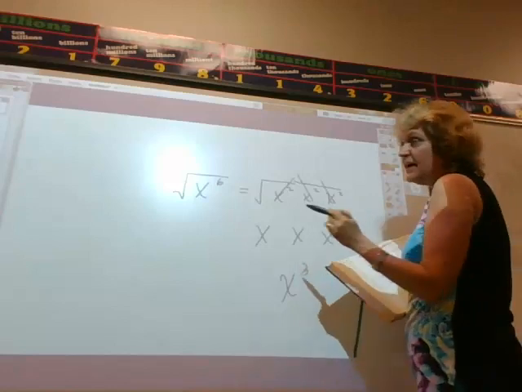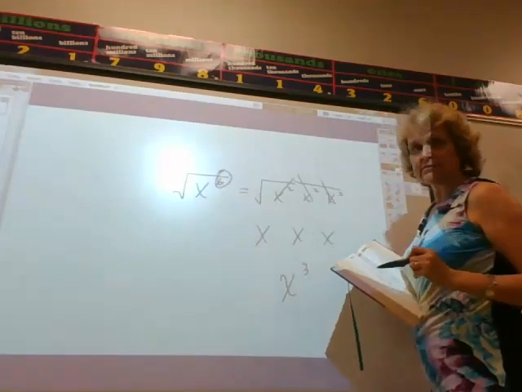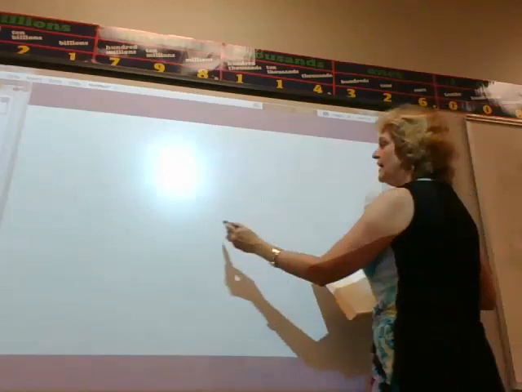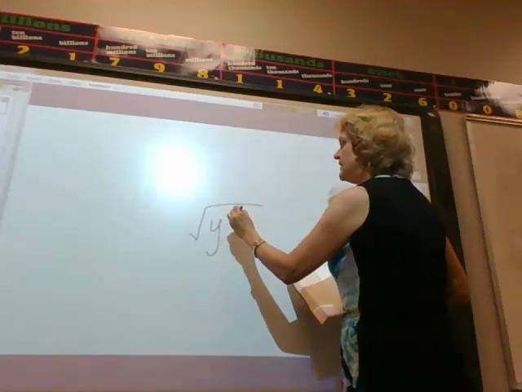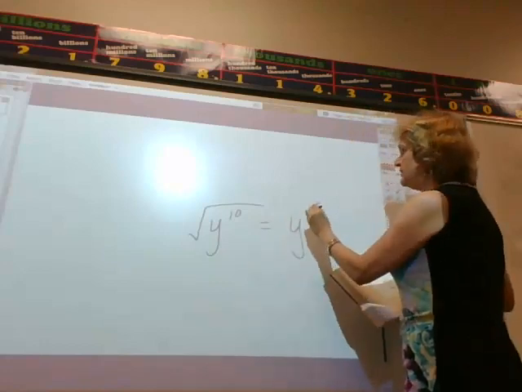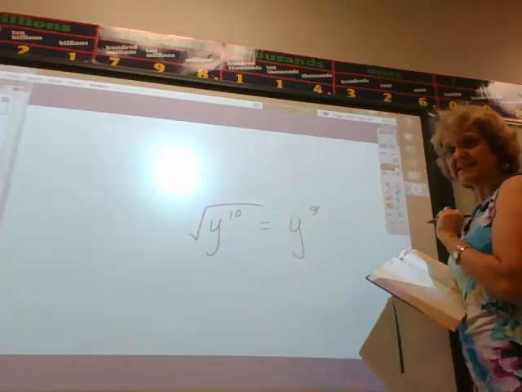So the shortcut, if that's even, take half. So if you have the square root of y to the 10th, what comes out? Y to the 5th. Okay, it's that easy.